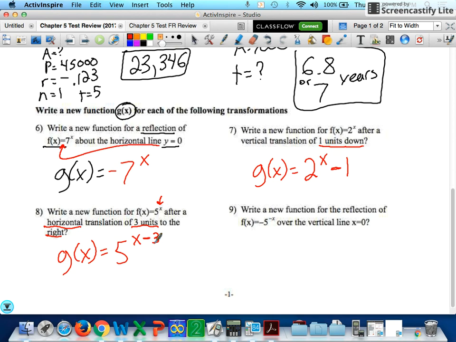Number 9 says write a new function. So we're still doing g of x is our new function. And this time we want to reflect over x equals 0. Well, when I reflect over x equals 0, I'm changing the sign of that letter x in the exponent or in the parentheses. So what I have is negative 5. That negative 5 stays the same. We don't flip that sign.